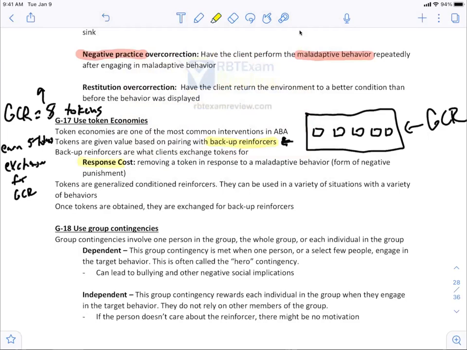Response cost, we just talked about it, is a big part of token economies. Tokens, like we said, are generalized conditioned reinforcers. And then once tokens are obtained, they're exchanged for backup reinforcers.